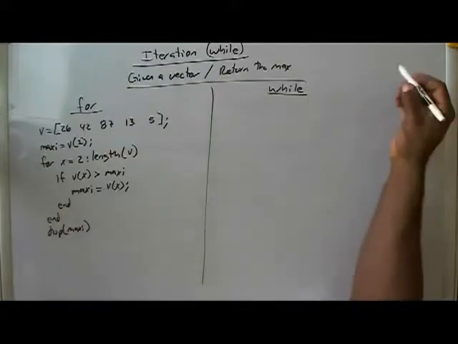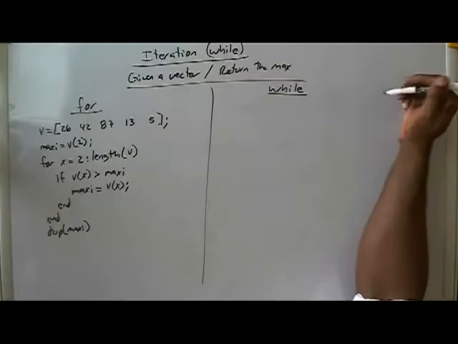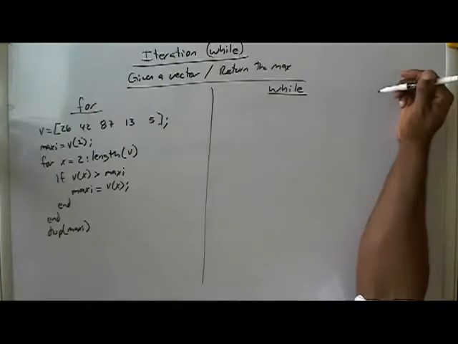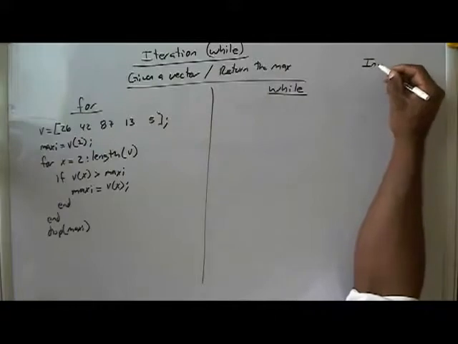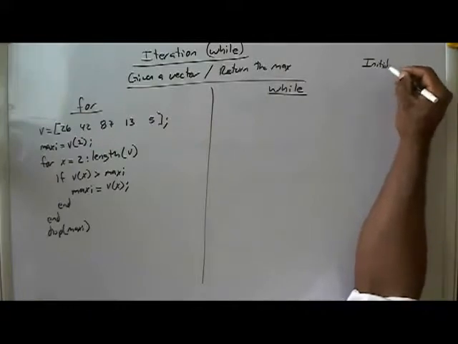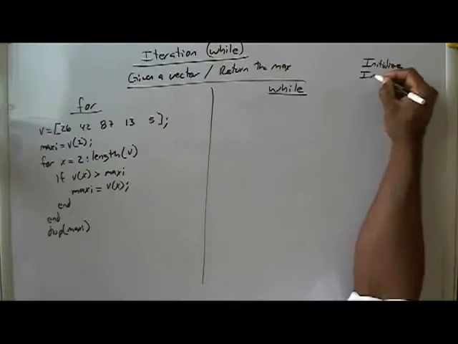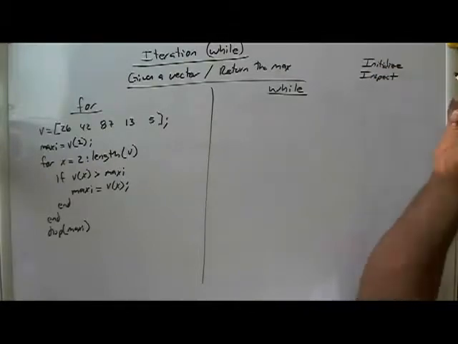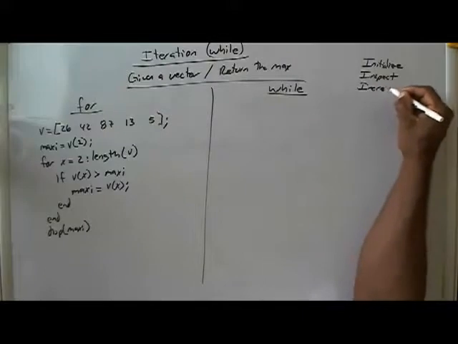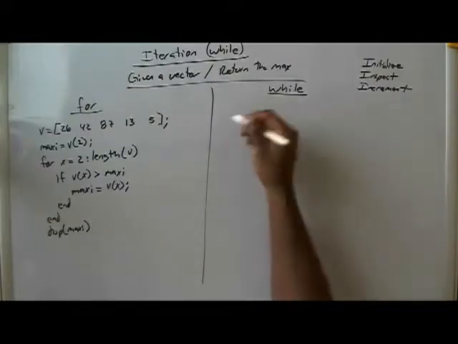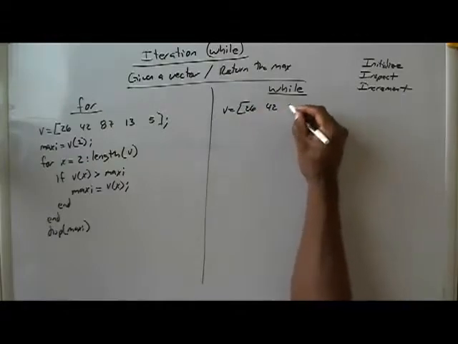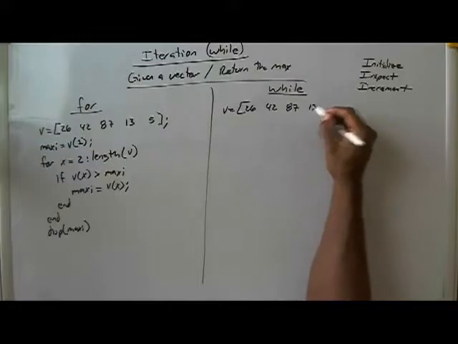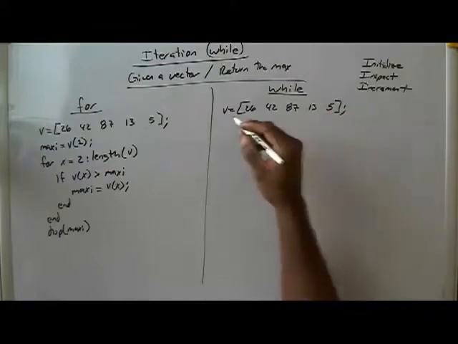Over here on the while loop side, keep in mind, and this is a good time to stop the video, give it a try with the while loop, and then start the video back up and see if you got what I got. So over here, keep in mind we have to do the initializing. We have to inspect the loop variable for a terminating condition, and we must increment the loop variable. So v equals 26, 42, 87, 13, 5.